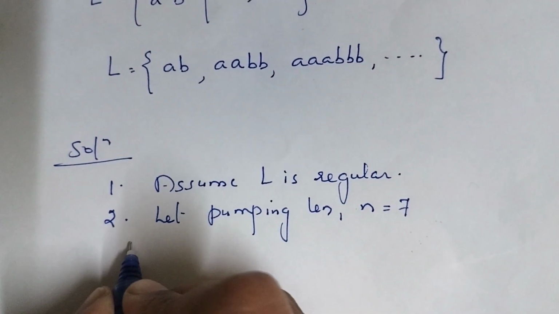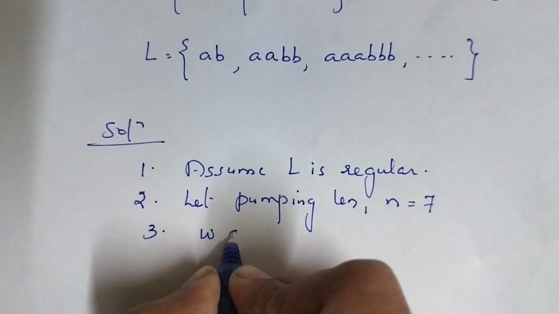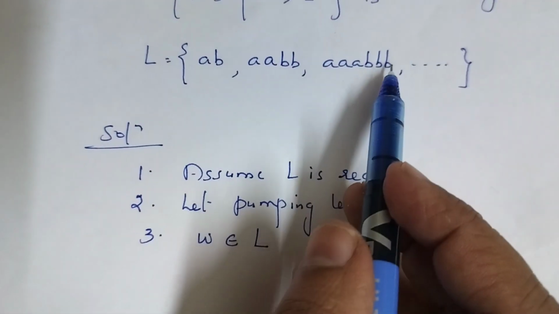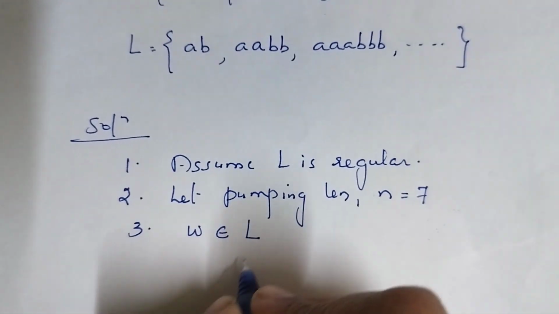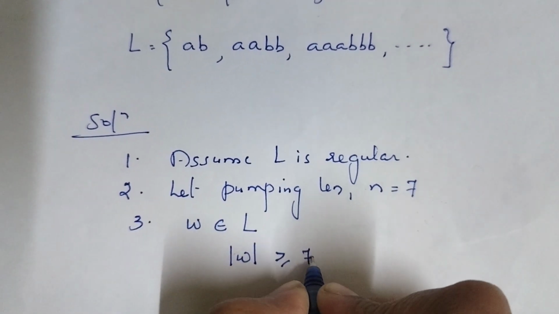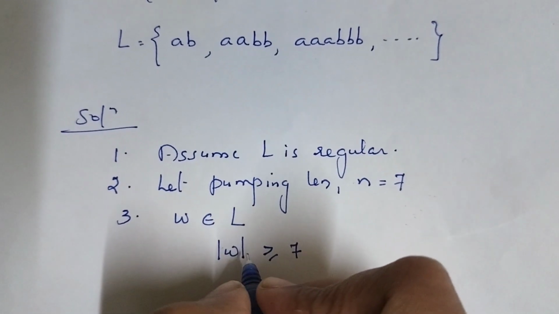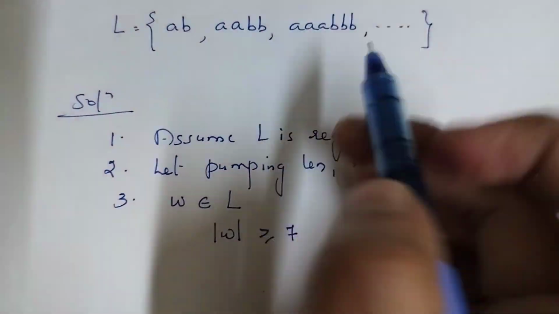The next step is that we take any particular string w belonging to our language. Any string you can take. What is the condition? The length of the string should be greater than or equal to the pumping length 7. So we need to take a string of length 7 or more. This is of length 6.